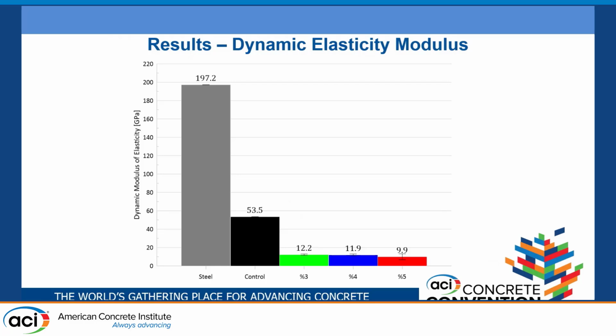Here are the results of the dynamic modulus of elasticity. In the x-axis, we have the specimens we tested. In the y-axis, we have the dynamic modulus in gigapascals. As we can see, the steel has the highest dynamic modulus, and between the control and plastic fiber optic specimens, we can see a drop of 78%. We also can see that between 3% and 5%, we don't see a significant difference in the dynamic modulus.